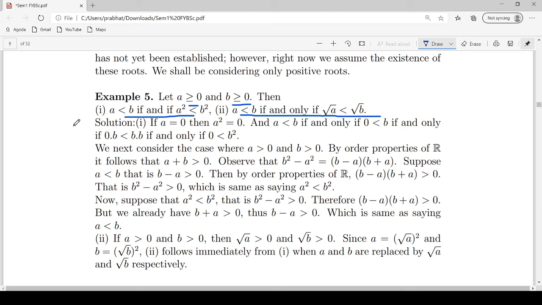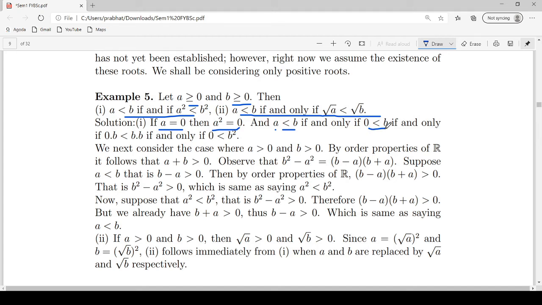So we will prove the first statement. Consider the case where a is equal to 0. If a is equal to 0, then a square is also equal to 0, because a square will be 0 into 0, which is 0. Therefore, a is less than b if and only if 0 is less than b.